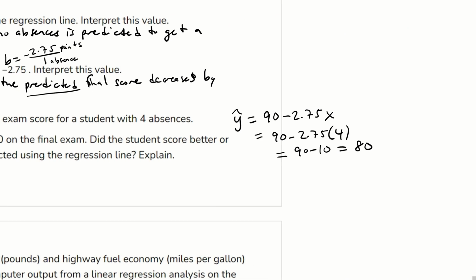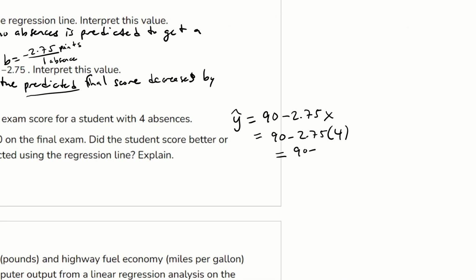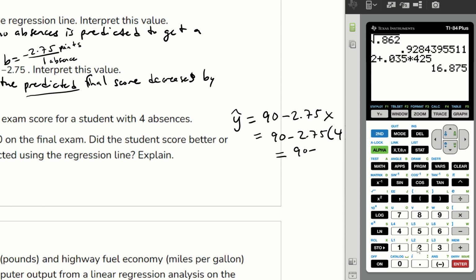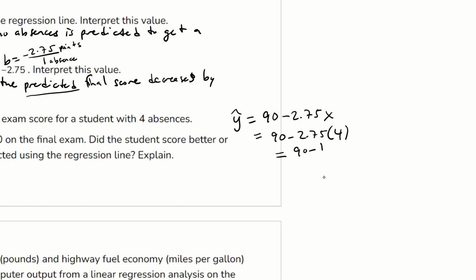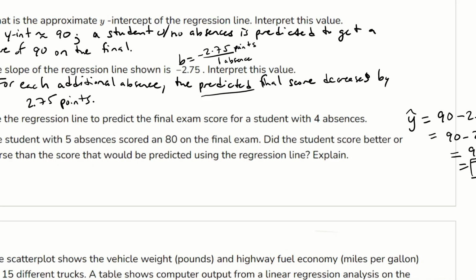Actually, I don't know. It's actually not 10. Let me double check that. 2.75 times 4 is actually more than that. It's actually more. I was thinking about 2.25. So that's 90 minus 11, which is 79. Okay, so we would predict that their score is about a 79 for part C.